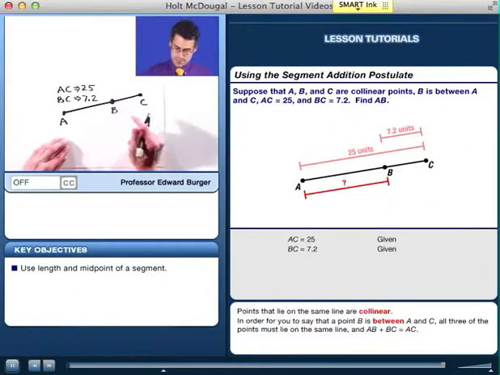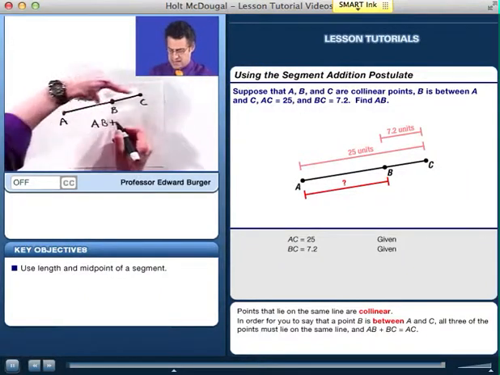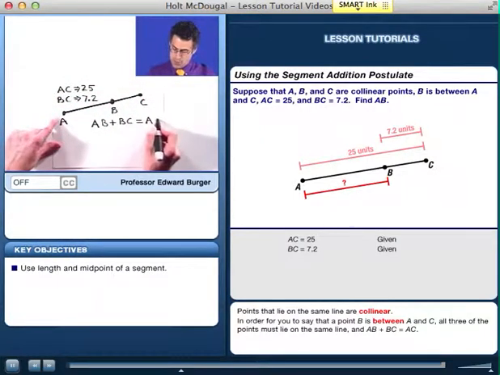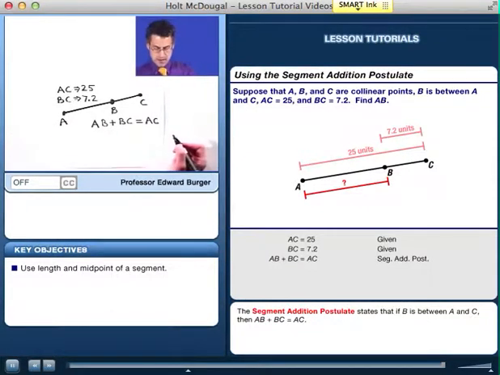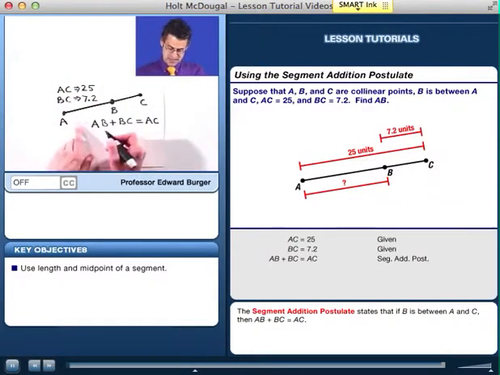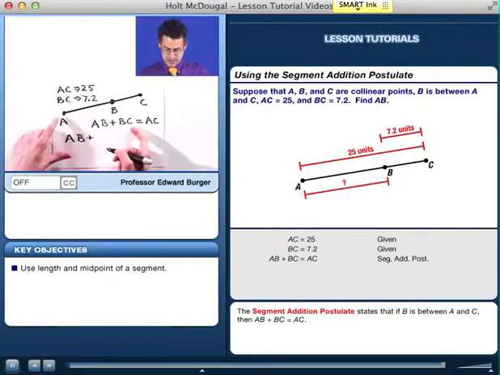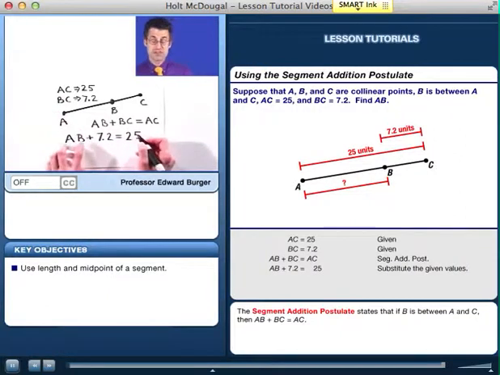Well, now we're going to use this great postulate that says that if you want to find the length of the line AB, you know that length, and add it to the length BC, then in fact that's always going to yield the total length AC when all the points reside on the same line. So, armed with that result, I can now insert all this data. AB, that's the thing I want, so I just better keep that there. Plus BC. Well, BC we know has length 7.2, and that equals the length of the segment AC, which is 25.